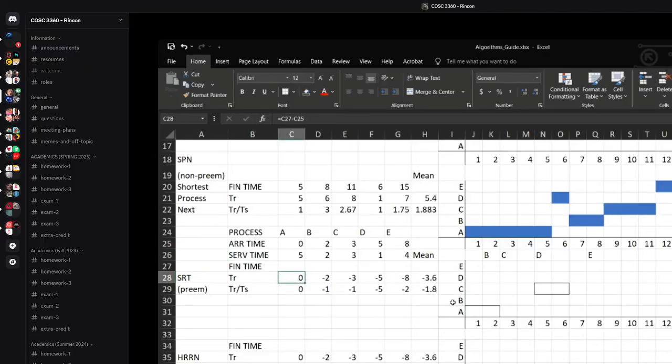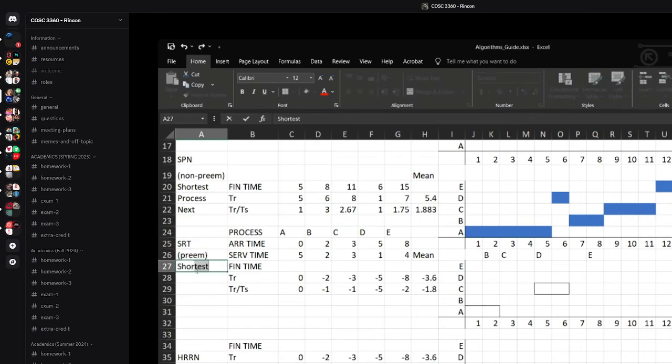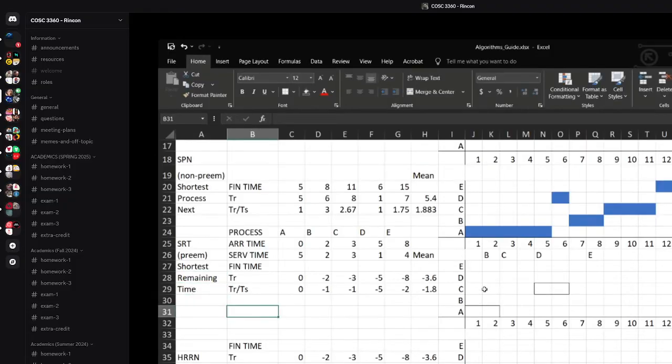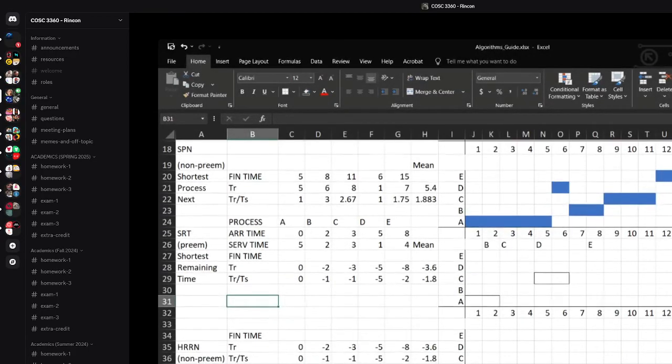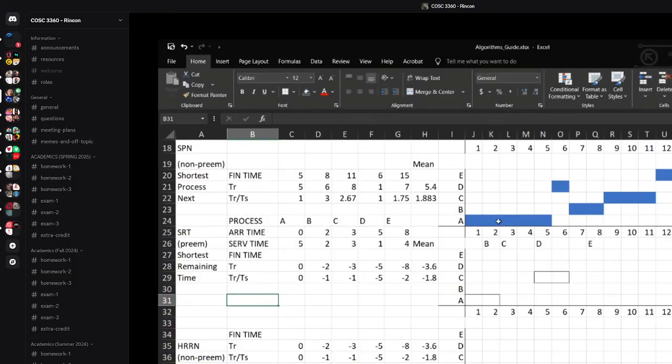Okay, so we're going to go over shortest remaining time next now. So this says shortest remaining time. Not really familiar with Excel, so sorry about that. But anyway, shortest remaining time is a preemptive algorithm, which means that the processes can be interrupted. Now this one is a little bit more confusing than the earlier one, so just bear with me for a second.